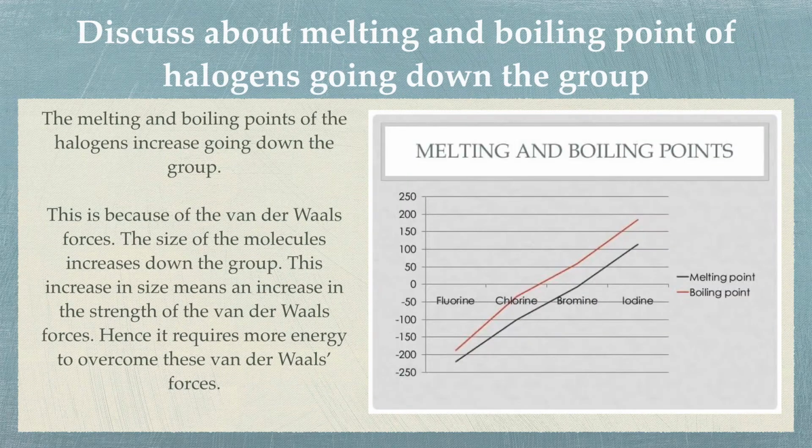The melting and boiling points of halogens increase down the group. This is because of the van der Waals forces. The size of the molecule increases down the group. This increase in size means an increase in the strength of van der Waals forces. Hence, it requires more energy to overcome these van der Waals forces.